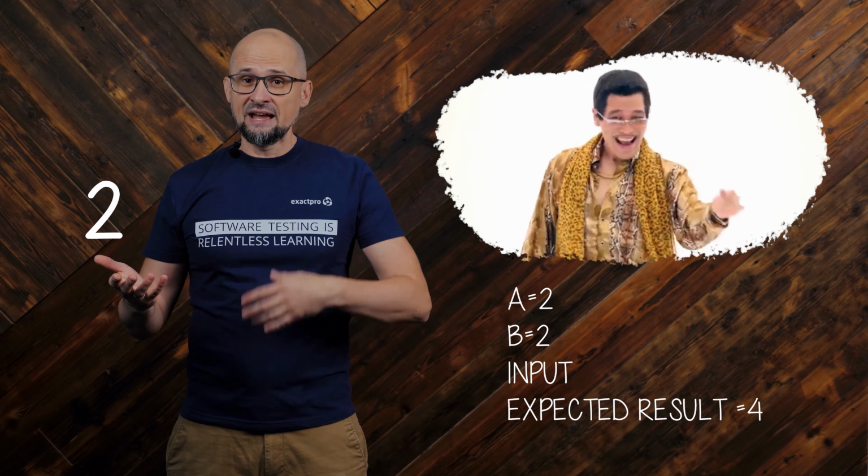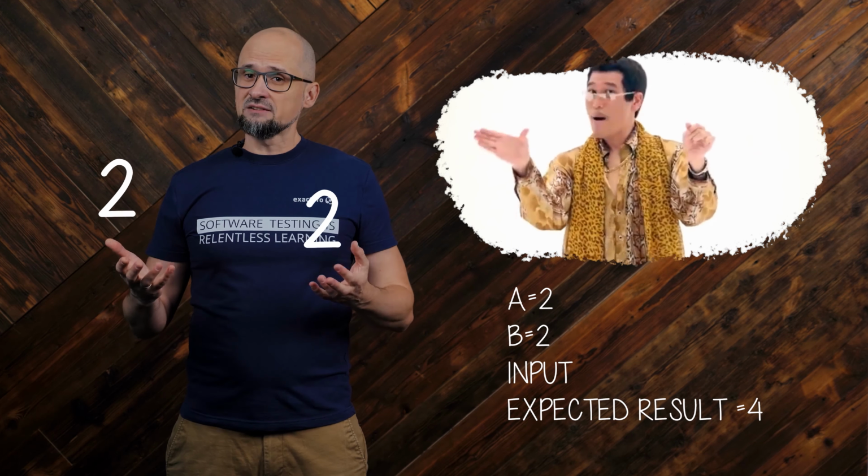So let's start with an example of a full test oracle. We have a function that adds two numbers. If a is 2 and b is 2, then the end result is 4, which is what we expect. We know that these two inputs have a specific output.